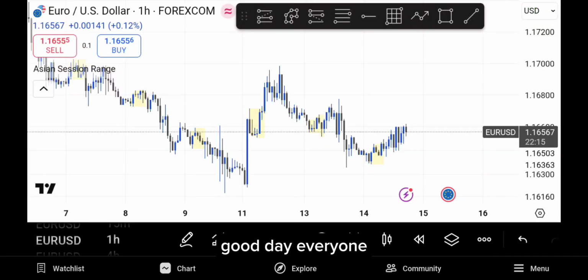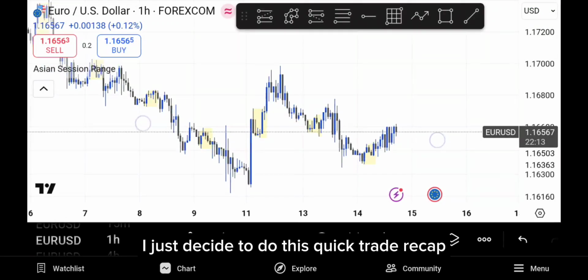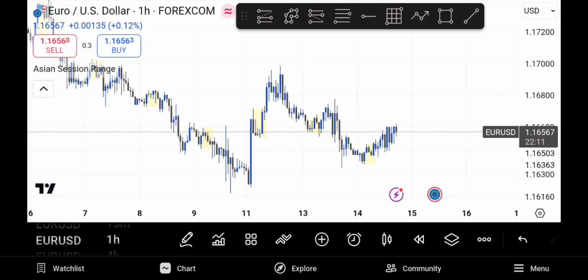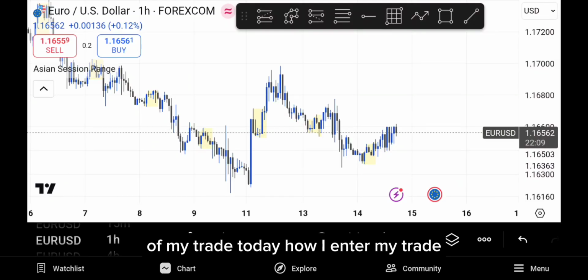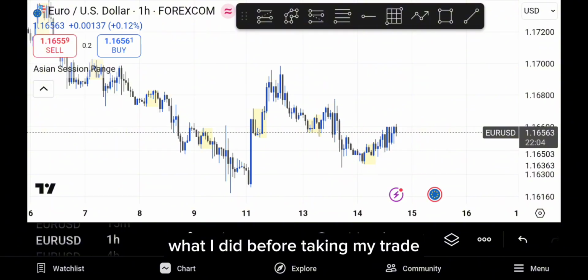Okay, good day everyone. I just decided to do this quick trade recap of my trade today: how I entered my trade, and what I did before taking my trade.